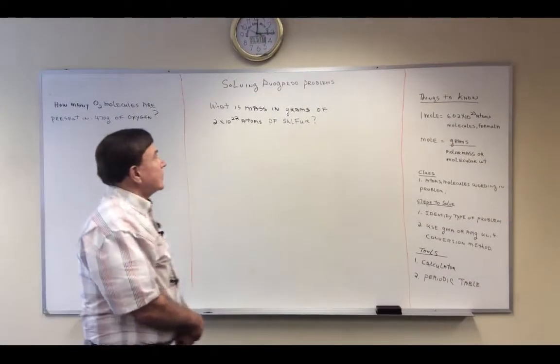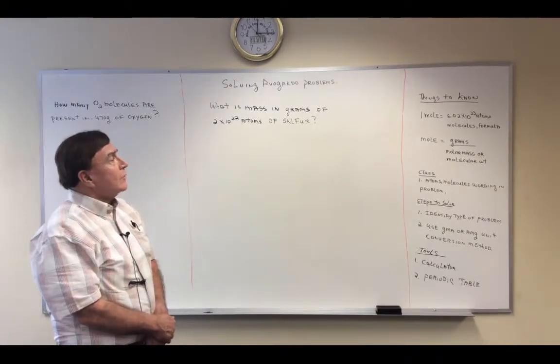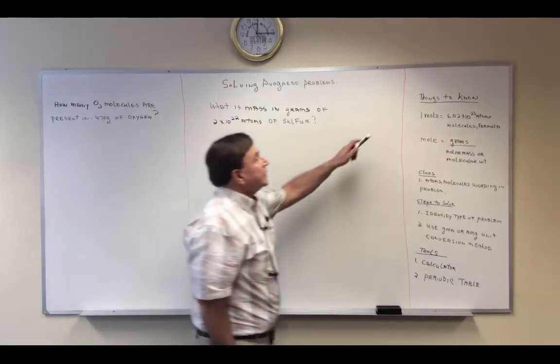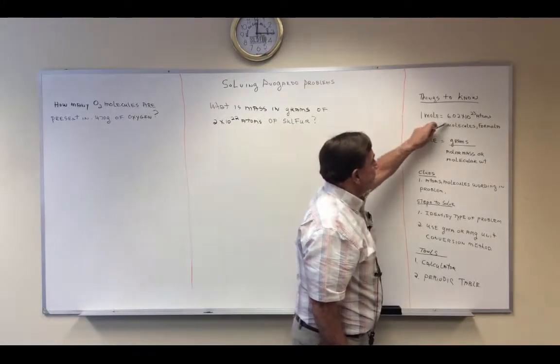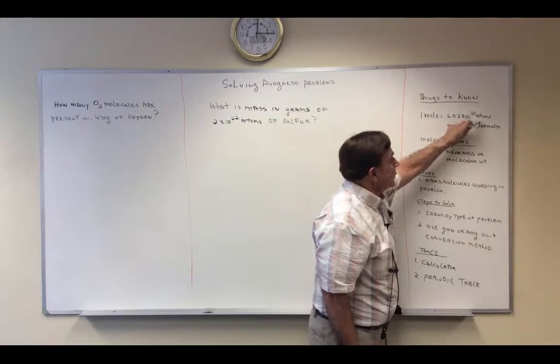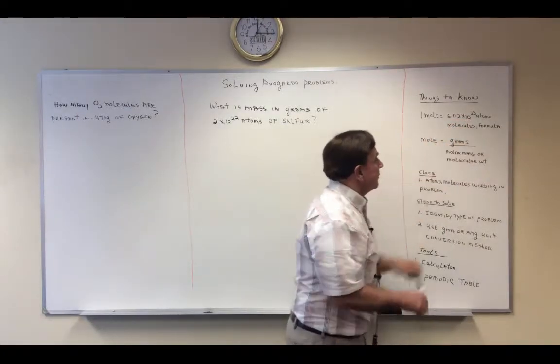Okay, today we're going to talk about solving Avogadro problems. But before we get into it, I want to go over some topics here. Things that we need to know to be able to solve these. First, 1 mole is equal to 6.02 times 10 to the 23rd atoms, molecules, or formula units.